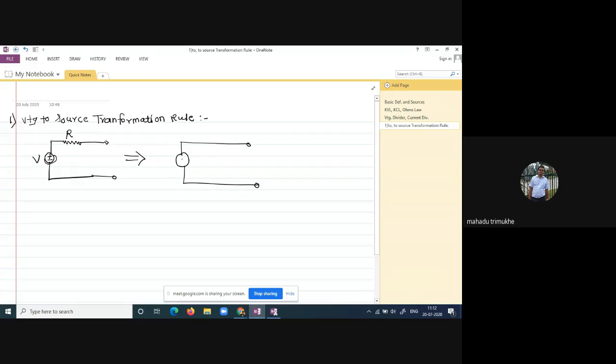At that time, this is your current source that we have converted from a voltage source. How have we converted it into the current source? Because we have to take the current I equal to the voltage divided by the resistance, that is V by R. And that same resistor we have connected shunted to the current source, that is R. Here we have considered points A and B.